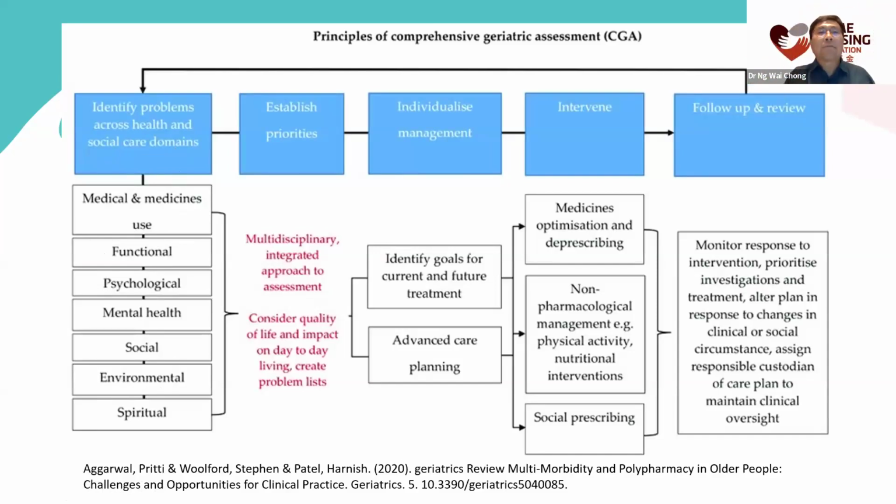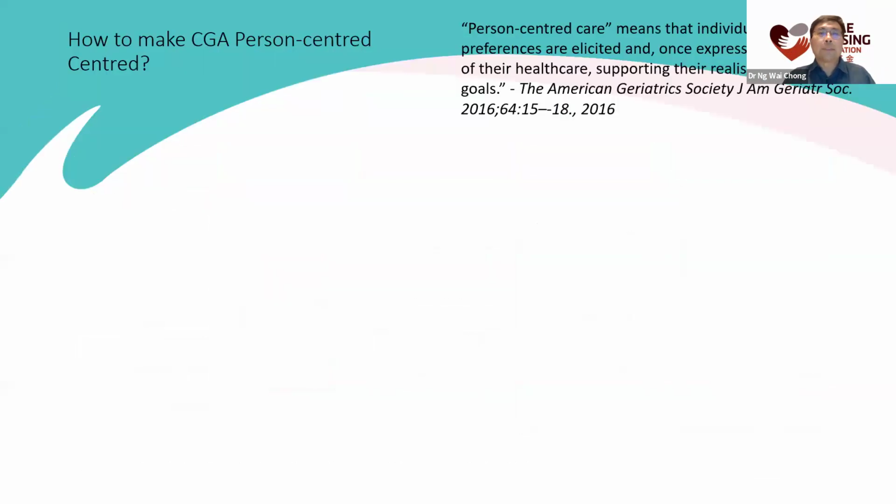But that is not enough. You need to establish priority. So you have a multidisciplinary approach to assess, but you must also identify individual goals for the current and the future. So ACP is important so that you have a direction to your care plan, and then you do intervention. So this is the principles of comprehensive geriatric assessment.